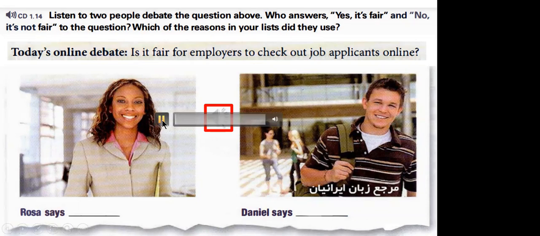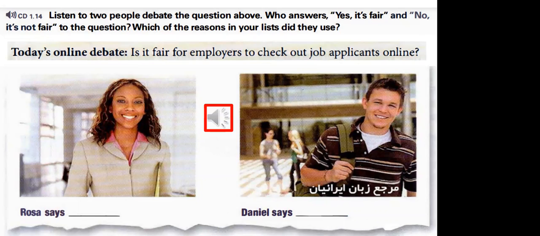Page 17. Lesson D. Online footprints. 3. Listening and speaking. But is it fair? B. Listen to two people debate the question above. Who answers yes, it's fair, and no, it's not fair to the question? Which of the reasons in your lists did they use?